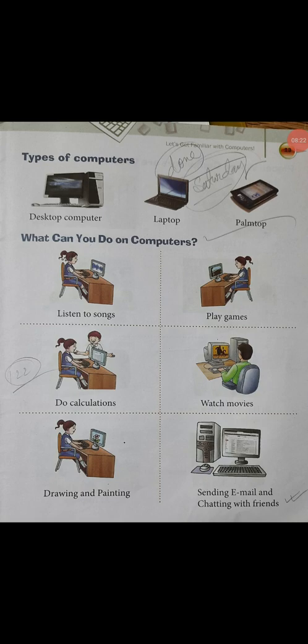So, what is a desktop? A computer that we can keep on the top of a desk or table is called a desktop computer. It looks like a TV. It has a monitor, CPU, and keyboard. So this type of computer is known as a desktop computer.